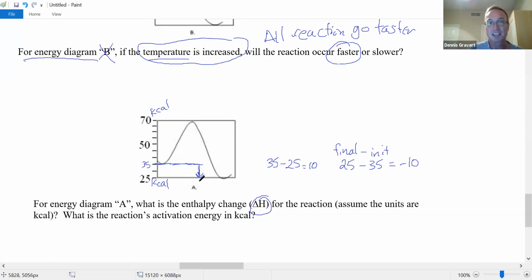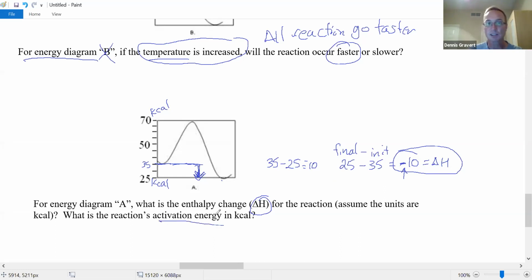So what's the enthalpy change? You're decreasing, so it has to be a negative 10. And if you want your math to produce the minus sign, that means you have to take your final energy, 25, and subtract it from your initial so that you automatically get that negative 10. Or you can just say 35 minus 25 is 10, and oh, my direction's going down, therefore there must be a minus sign. It's exothermic.